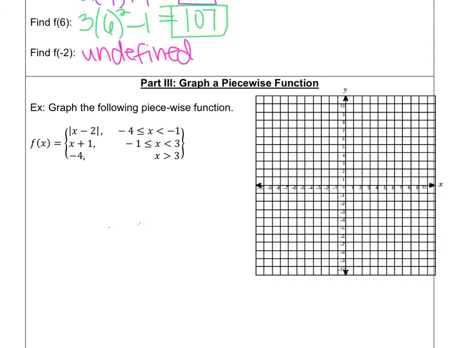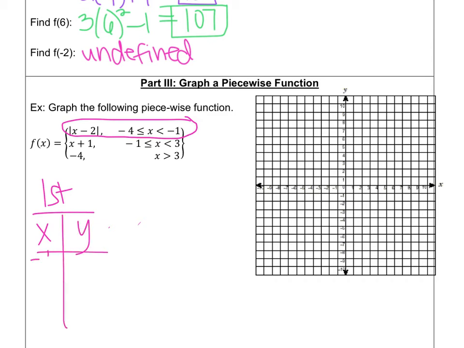So let's start with this very first equation, which I am circling in pink. And they give us this inequality from -4 to -1. So I'm going to create a table with those points for my x values. So -4, -3, -2, and -1. Because for this first graph, it has to stay within those 4 numbers. So if I plug -4 into this equation, I would have the absolute value of -4 minus 2. So -4 minus 2 is -6, but it's the absolute value, so it'd actually be +6.